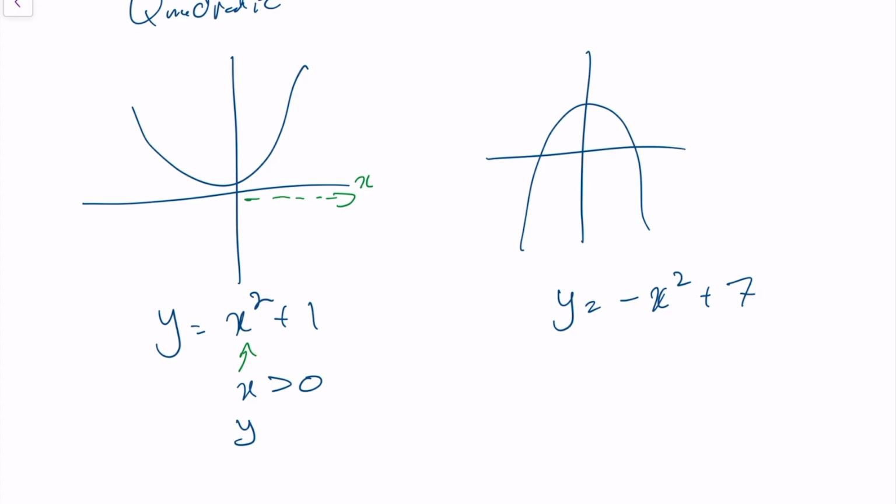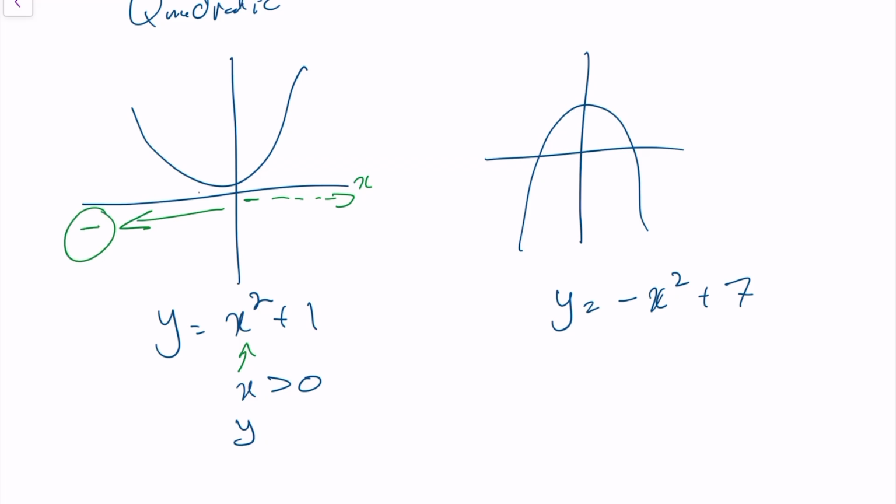So if x is positive, y is positive. If x is negative, y is still positive. That's why when we're going in the negative direction on the x-axis, when we're going into the minuses, the graph is still going in the upwards direction. The y values are still increasing. So that is why when x is positive, y is also positive.